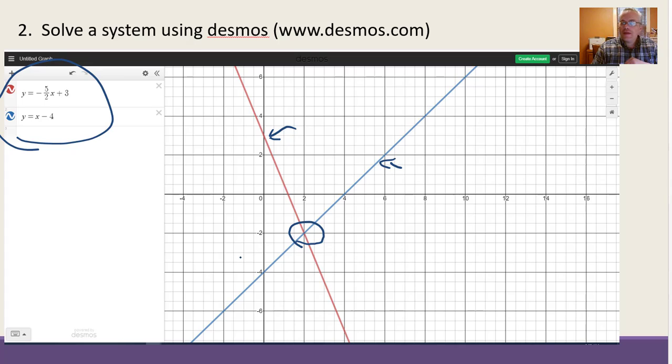So that's why Desmos is so nice. You can enter the equation whatever form it's in, take a look at the graph, find the point of intersection, and you have the solution. So it turns out that the ordered pair that satisfies both equations is 2, negative 2. All right, so there's some problems where you're asked to find solutions using Desmos. That's how you do it. Just enter the two equations and look at the graph.